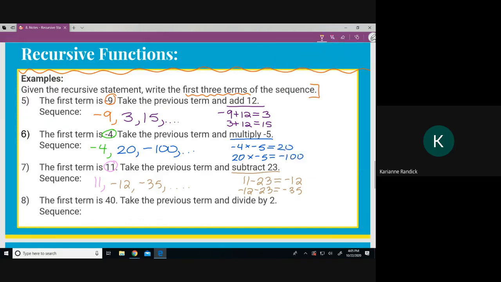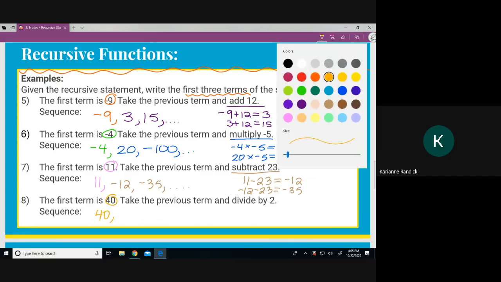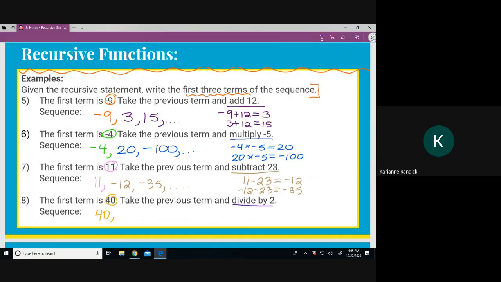Lastly, we have our first term is 40. And it says take the previous term and divide by 2. So we're going to go 40 divided by 2. That gives me 20. And then I go 20 divided by 2, which is 10. And that's my first 3 terms. So those are writing recursive statements, and also taking a recursive statement and writing a sequence.